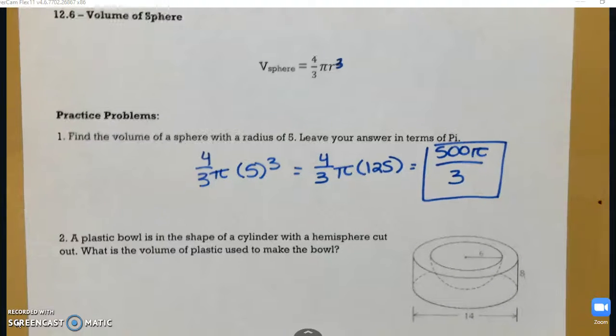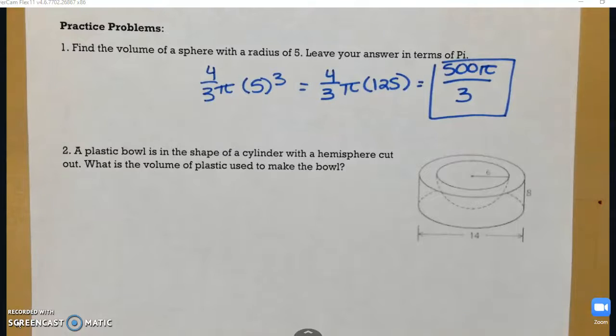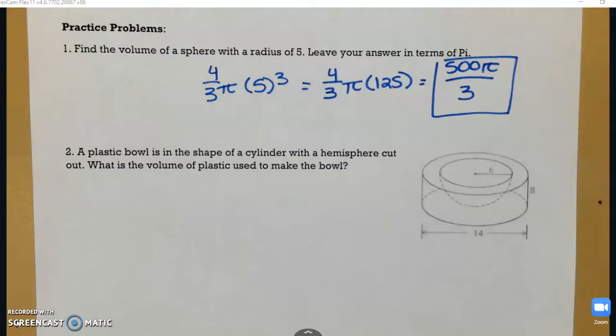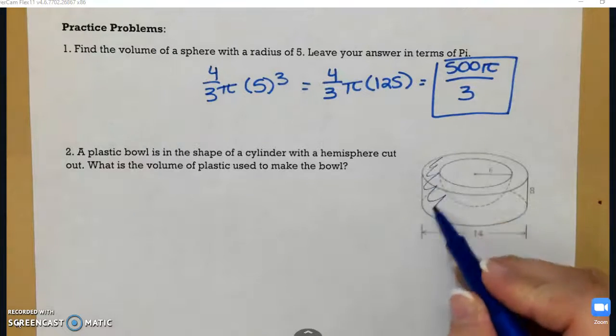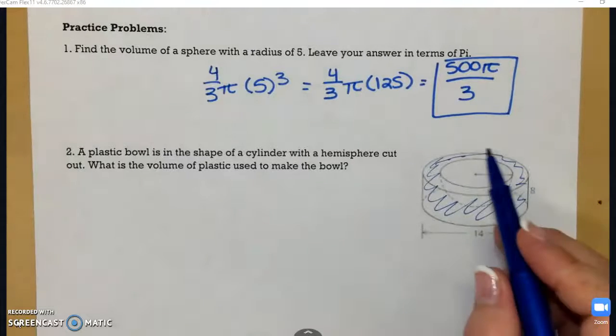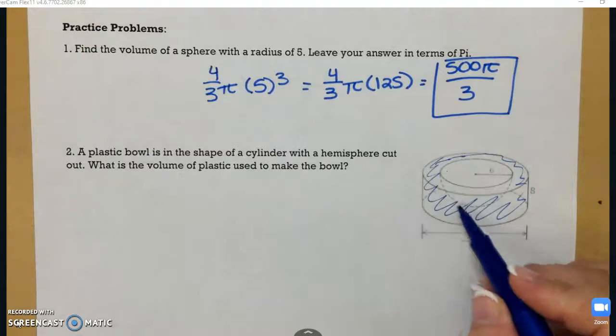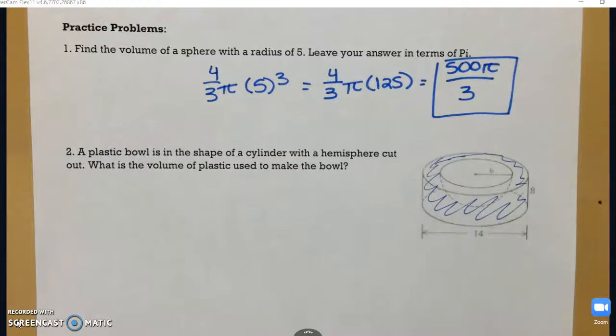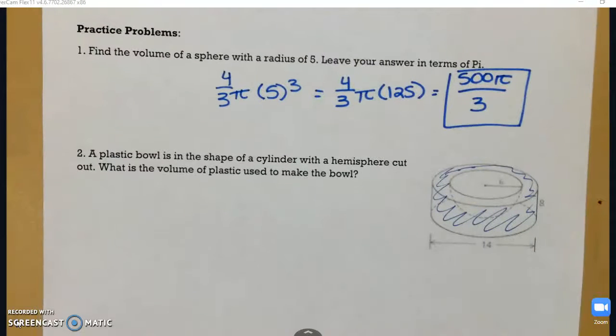Okay. Moving on to number 2, we've got a plastic bowl in the shape of a cylinder with a hemisphere cut out. That means half of a sphere. What is the volume of the plastic used to make the bowl? So we want to find the volume of all of this stuff that's going to be left over after I take out the hemisphere. So that's going to be the volume of the cylinder minus the volume of our hemisphere that we're taking out.